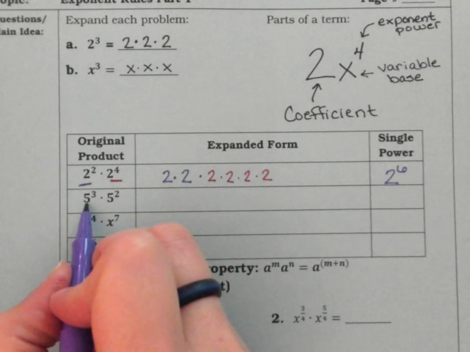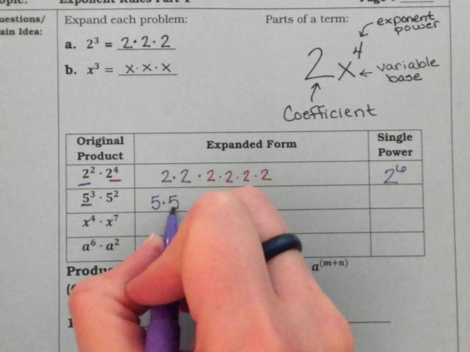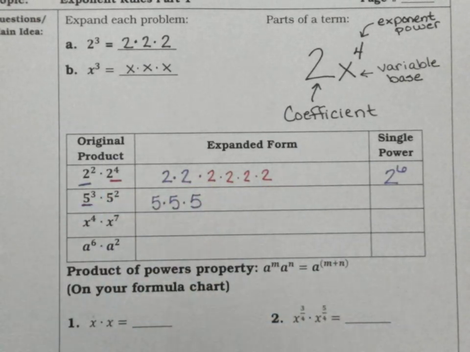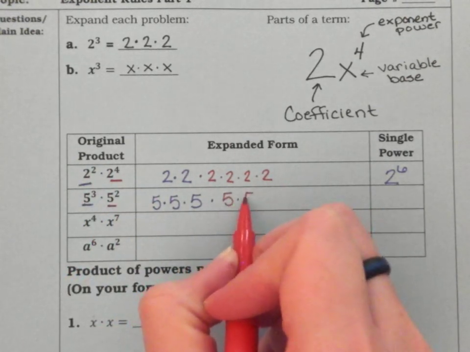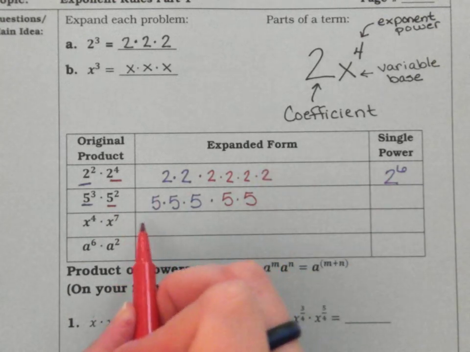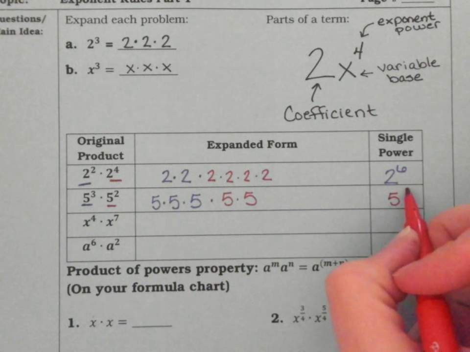And so let's do it again. 5 to the 3rd power means that there are 3 5's. And 5 squared means that there are 2 5's. And when we put them all together, 1, 2, 3, 4, 5, 5 to the 5th power.